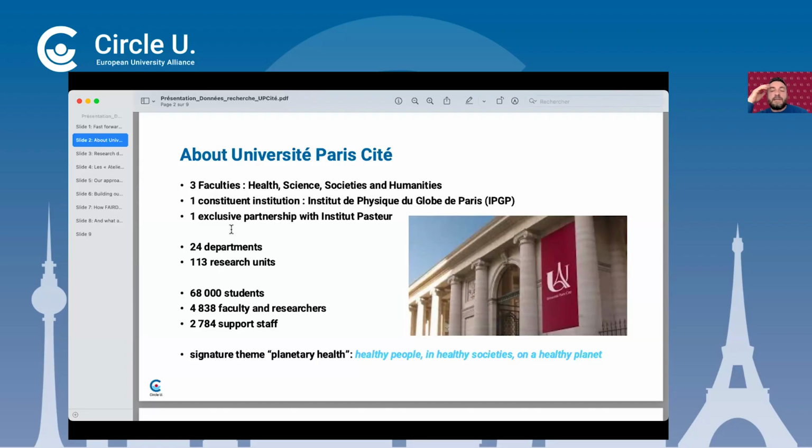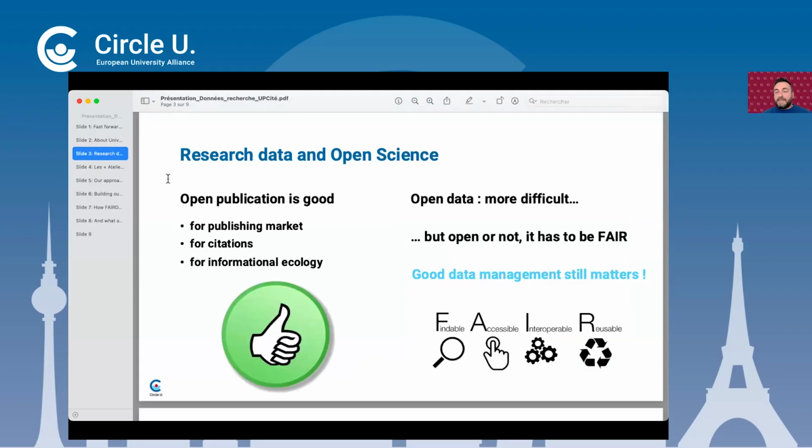Thanks to the diversity and excellence of its fields, from medicine and experimental sciences to the humanities and social sciences, Paris Cité has made interdisciplinarity a defining feature of its identity under its signature theme of planetary health: healthy people in healthy societies on a healthy planet. Research data in the context of open science. So let's turn to this question now and place it in the wider context of open science.